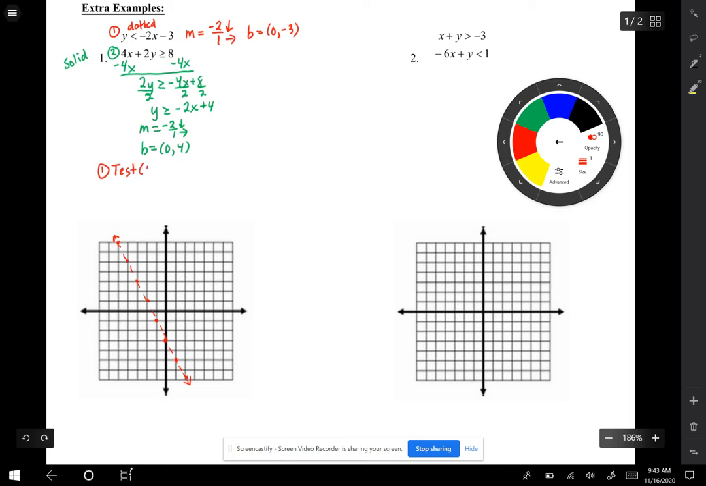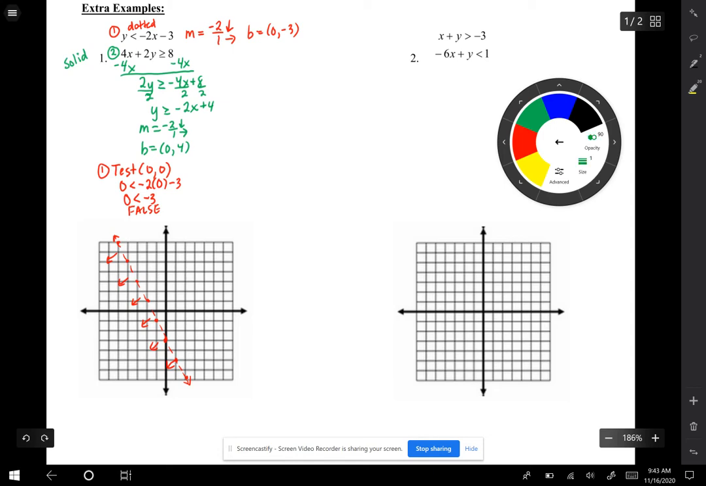Notice I labeled it number 1, so it's always dealing with inequality number 1. So y is 0 less than negative 2 times x minus 3. 0 less than 0 minus 3. That's false. So (0, 0) is false, and every point on that same side is false. So this is true, because (0, 0) is on the other side.